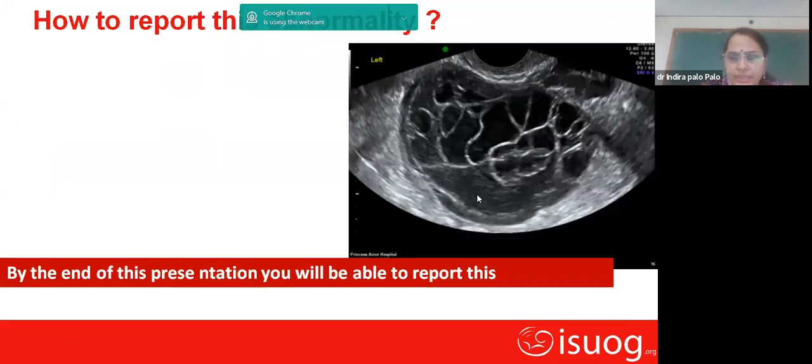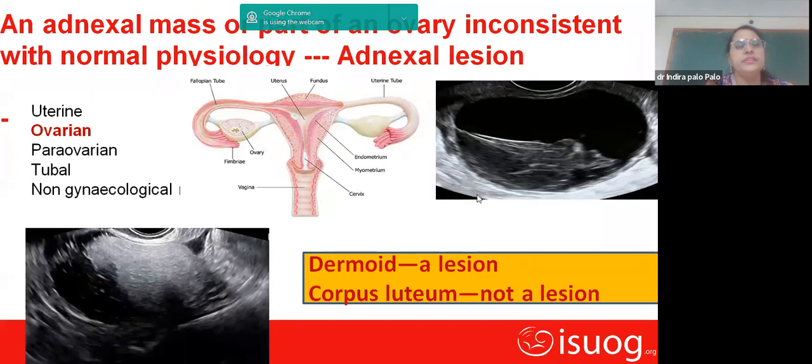Many times we get a report like complex adnexal mass or complex ovarian mass. But does it help us? It does not really help us in the management of our patients. By the end of this presentation, I hope you will all be able to report this type of pathology in a proper format.